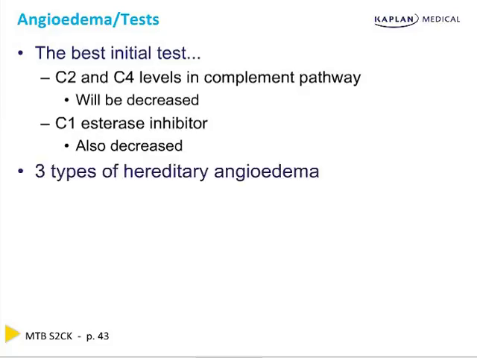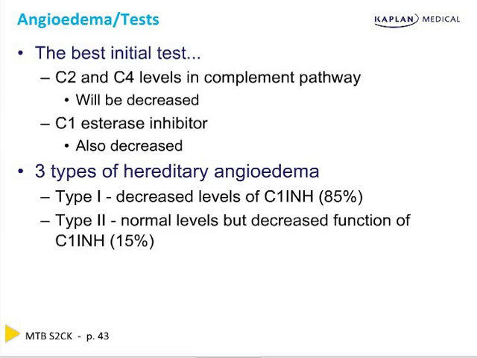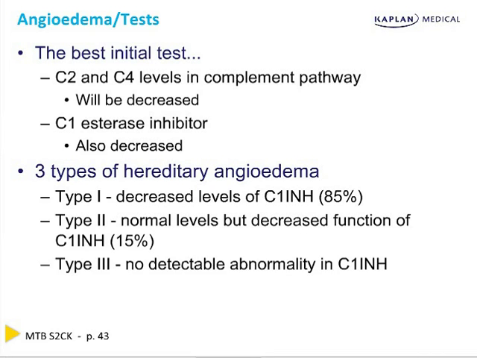What you must know is that there are 3 types of hereditary angioedema. Type 1 exists with a decreased level of the actual enzyme. Type 2 has normal levels but decreased function. And type 3, there's actually no detectable abnormality, but the patient still suffers from an idiopathic form of angioedema.